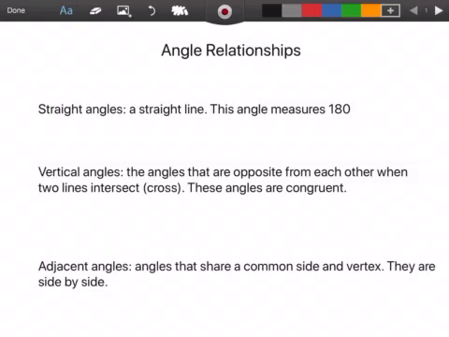Today's video is on angle relationships. I want you to be copying down these different angle relationships into your spiral along with the examples as we go. So if you need to, pause the video.